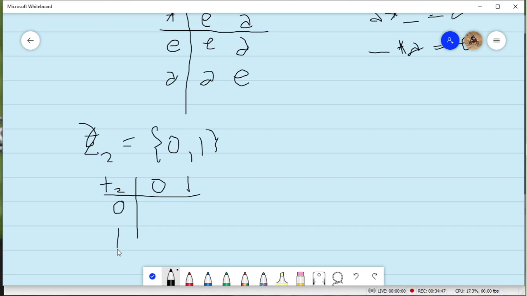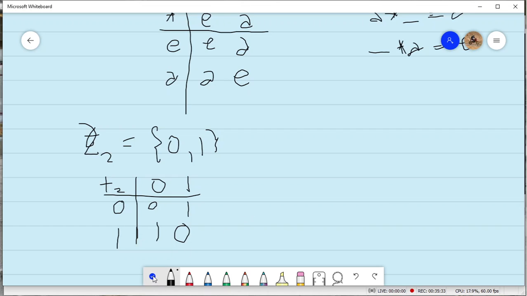0 plus 0 is 0. 0 plus 1 is 1 in addition modulo 2. 1 plus 0 is 1. And 1 plus 1 is actually 2 in ordinary addition, but we are in modulo 2. So 2 divided by 2 is 1, remainder 0. So the answer here would be 0. And that will just be isomorphic to this. We only change E to 0 and A to 1. Okay, so any group with 2 elements would just be isomorphic to Z2 under addition modulo 2.